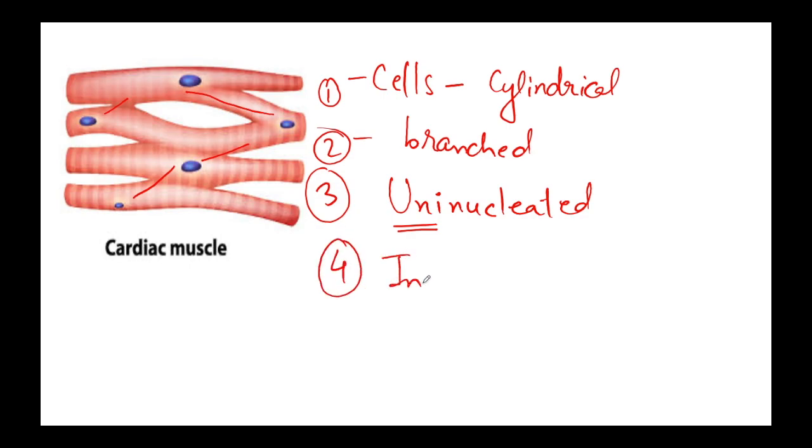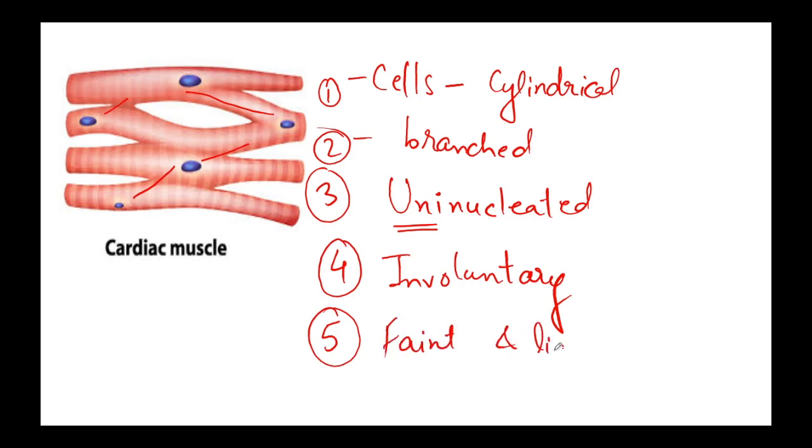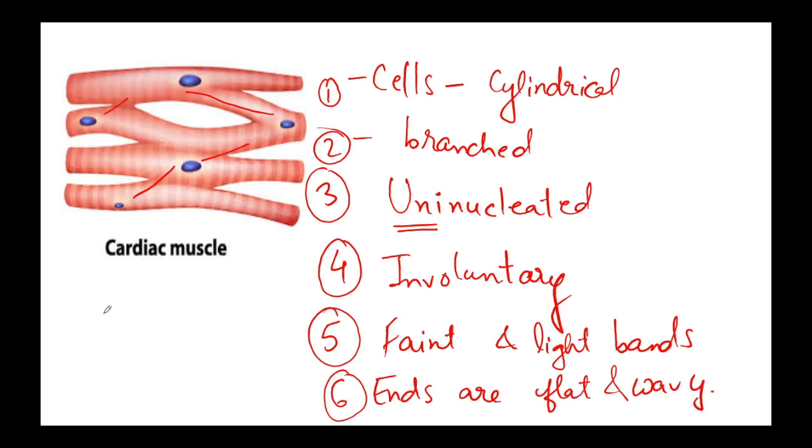Number 4, it is a type of involuntary muscle fiber. Involuntary means you can't control the movement of such muscles. Number 5 characteristic feature, the bands are present but they are very faint and light. Number 6, the ends are flat and wavy, right? Number 7, example or the location in our body. Cardiac muscles are present in our heart or in our heart tissues.